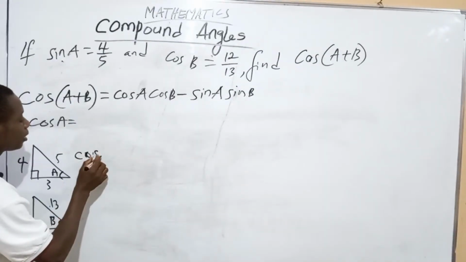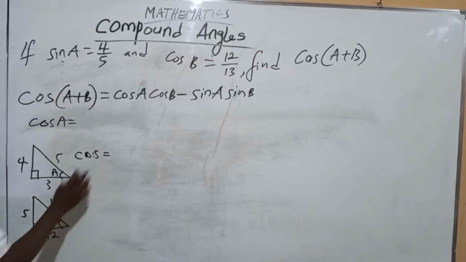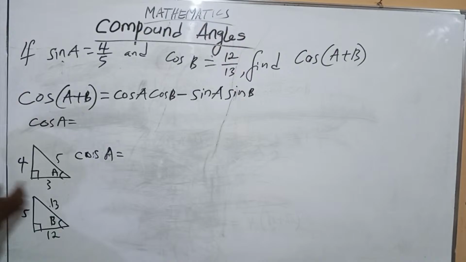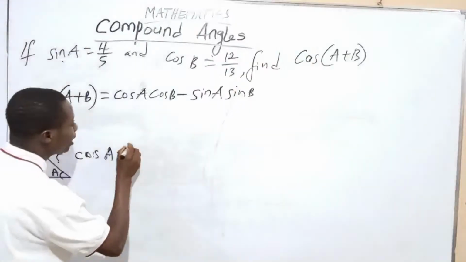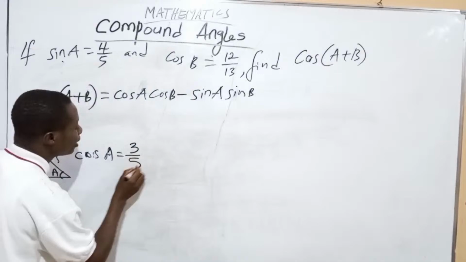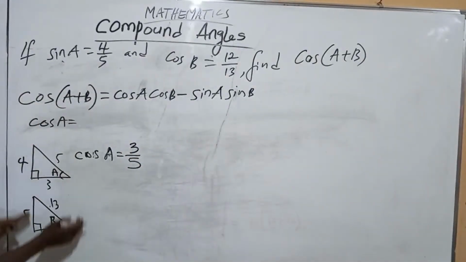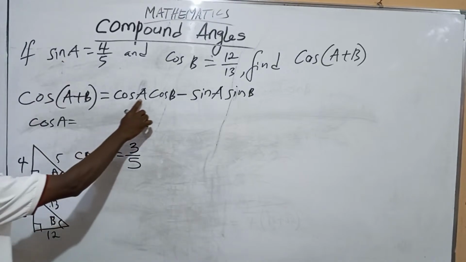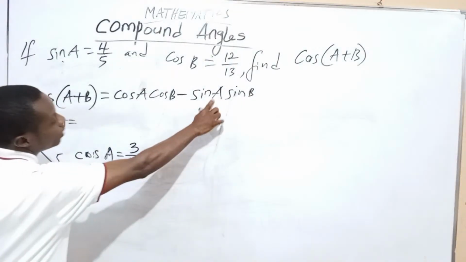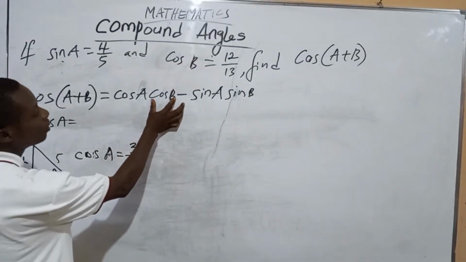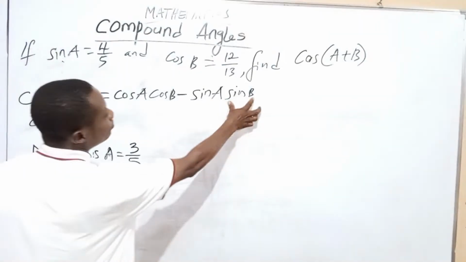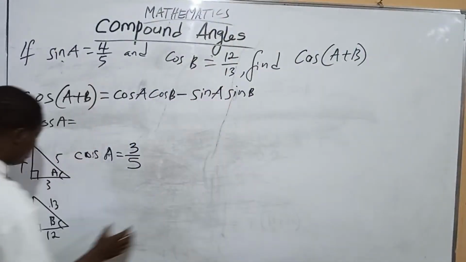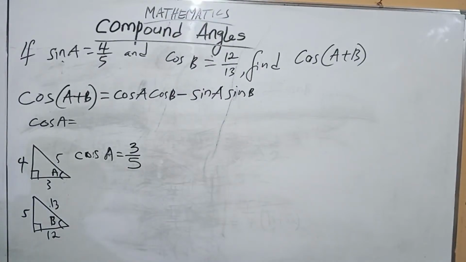Cos A is equal to, well, let's go and get cosine. That's 3 over 5. So we have 3 divided by 5. That is cos A. We know sine A, and this is cos A. So we are done. Now let's look for this, cos B, and this, sine B. We know cos B already, but we don't know sine B. But based on what we have done here, we can get our sine B.